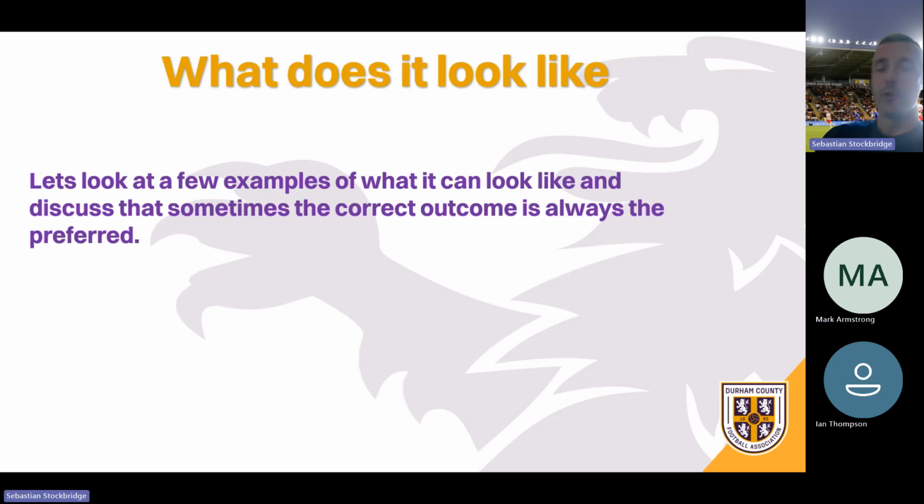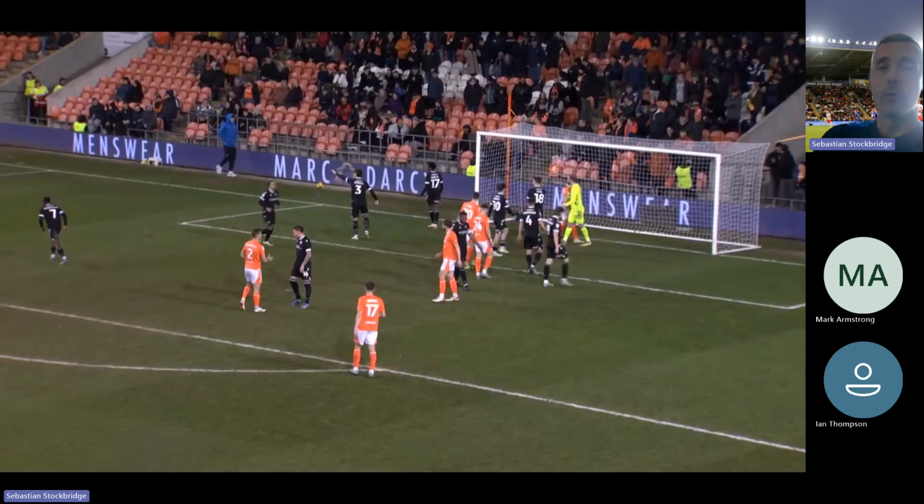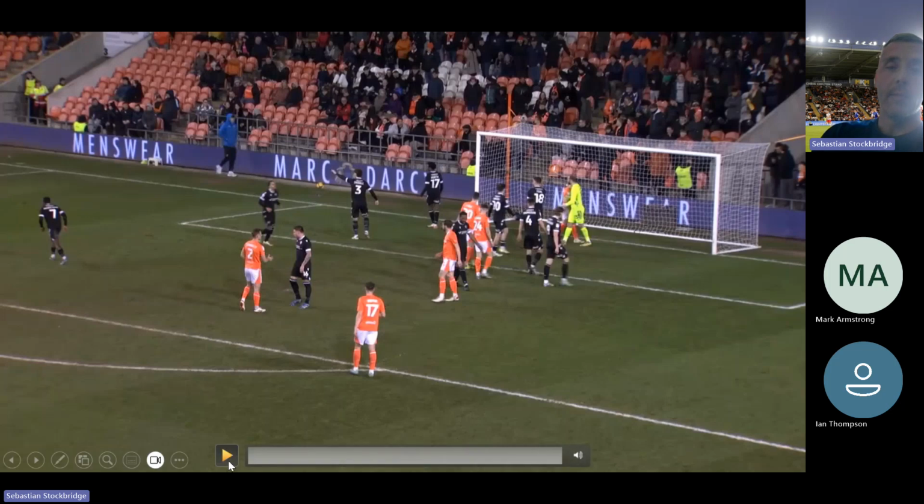Right. I'm going to show you a couple of clips. They're of me refereeing because I couldn't find anything else. And I thought they're pretty simple clips, but I think they really show what contextualized decision looks like. So this one's at Blackpool against Bolton. So we'll have a look through.